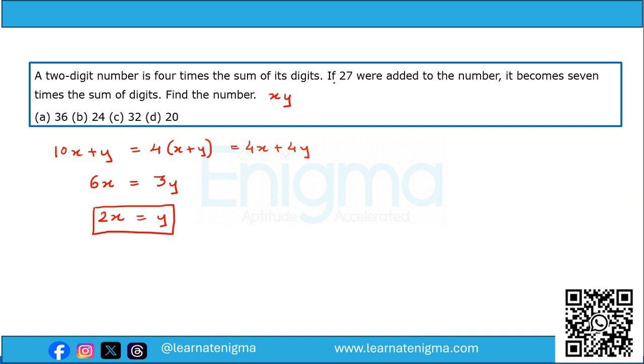Now, the next sentence. If 27 were added to the number, it becomes 7 times the sum of digits. Now the number is 10x plus y. If we add 27 to it, it becomes 7 times the sum of its digits. That is 7 into x plus y, which we can simplify to 7x plus 7y.